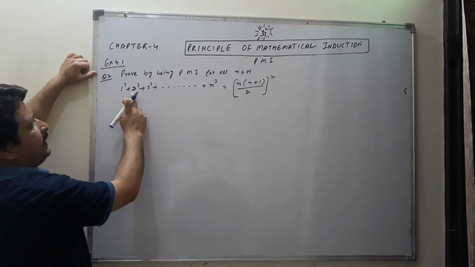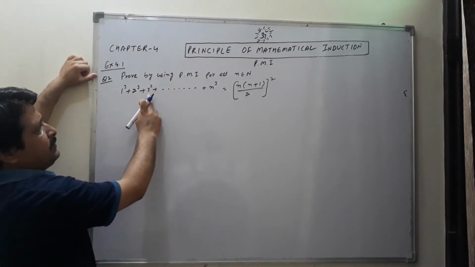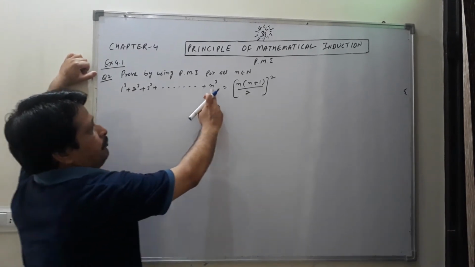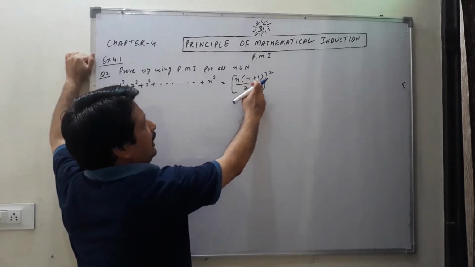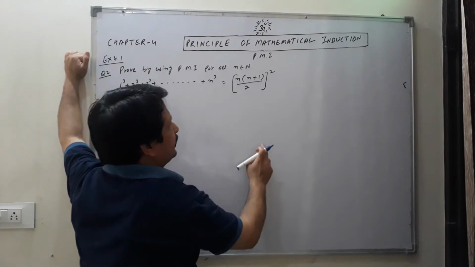1 to the power 3, plus 2 to the power 3, plus 3 to the power 3, plus so on, plus n to the power 3, is equal to n into n plus 1 upon 2, whole square.